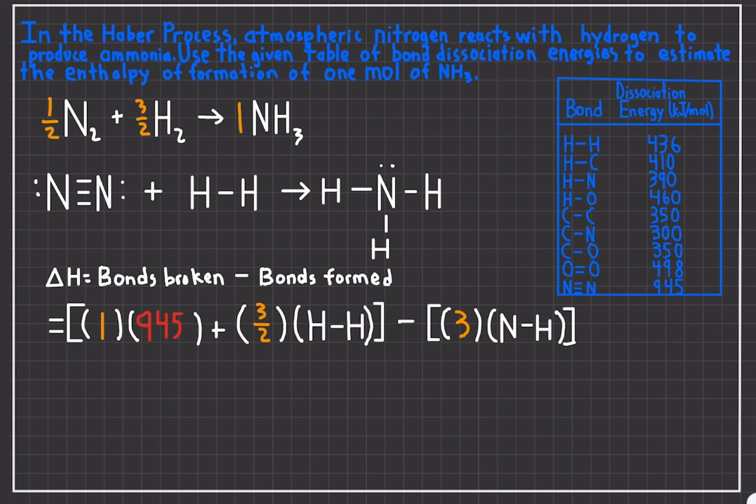For nitrogen-nitrogen bonds, we can plug in 945 kilojoules per mole. For hydrogen-hydrogen bonds, we can plug in 436 kilojoules per mole. And finally, for nitrogen-hydrogen bonds, we can plug in 390 kilojoules per mole. The final step is to solve this equation, and we can see that the heat of formation of ammonia is negative 43.5 kilojoules per mole.